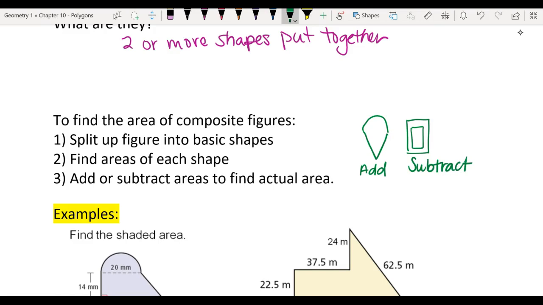Questions on when you add or when you subtract? Does everyone see what I mean about being set together or being one inside of the other? Okay.